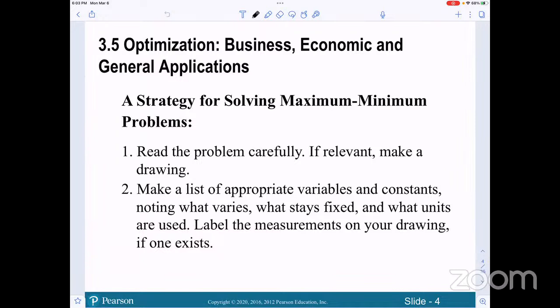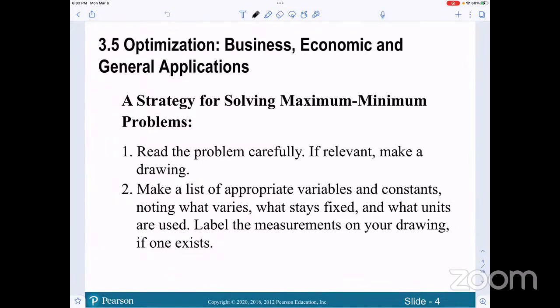The maximum or minimum occurs at the peak of a mountain or the bottom of a valley, and that should occur when your derivative is either 0 or undefined. So we've talked about how to find critical values, points of inflection using the second derivative, critical values using the first derivative, things of that nature.